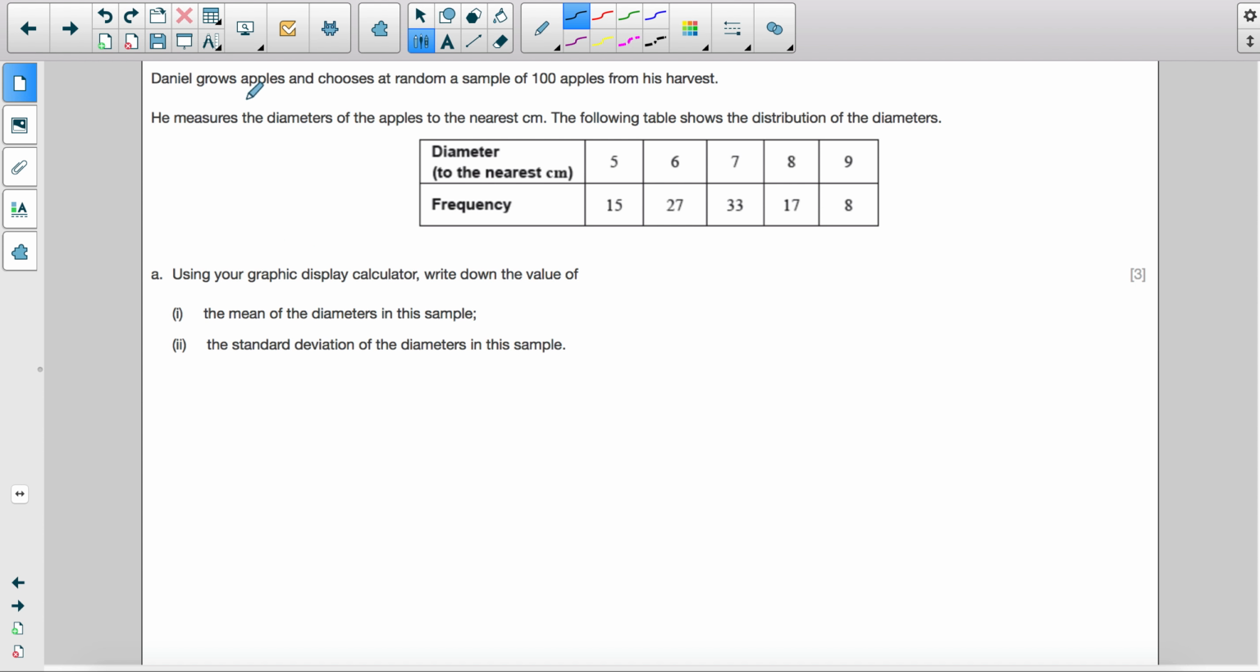The main idea is that Daniel grows apples and chooses at random a sample of 100 apples from his harvest. So we already have our total here as 100. We might use it later on if they want the expected value. So he measured the diameter of the apples to the nearest centimeter. The following table shows the distribution of diameters. So you have for each diameter 5, 6, 7, 8, 9, and you have the different frequencies.